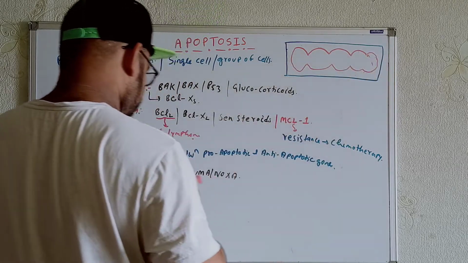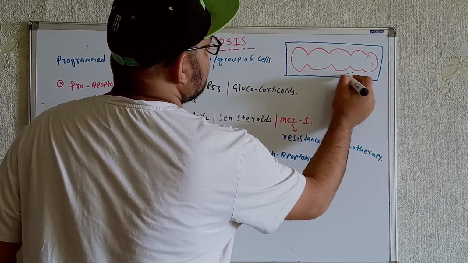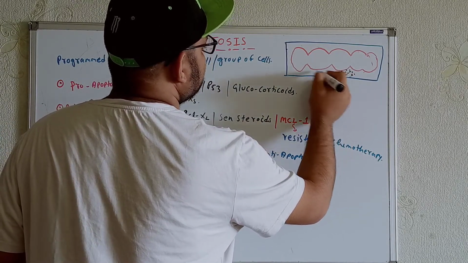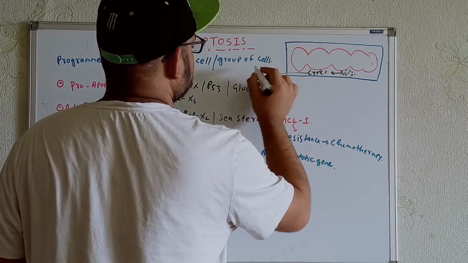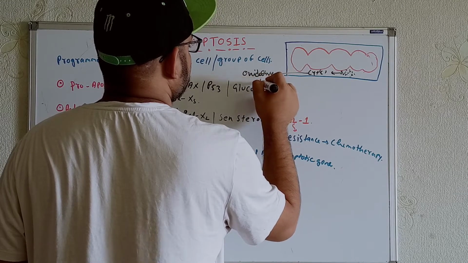And where we know that there is the presence of what? Cytochrome C. So the cytochrome C is present over here. Okay, this is cytochrome C. What is the main function of the cytochrome C? They help in oxidative phosphorylation.